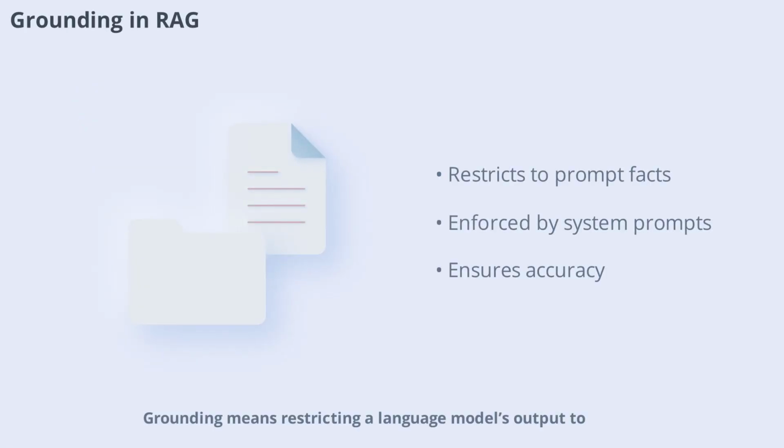Bounding means restricting a language model's output to rely strictly on facts provided within the prompt context. This is enforced through system prompts that constrain the model's behavior and provide explicit instructions.